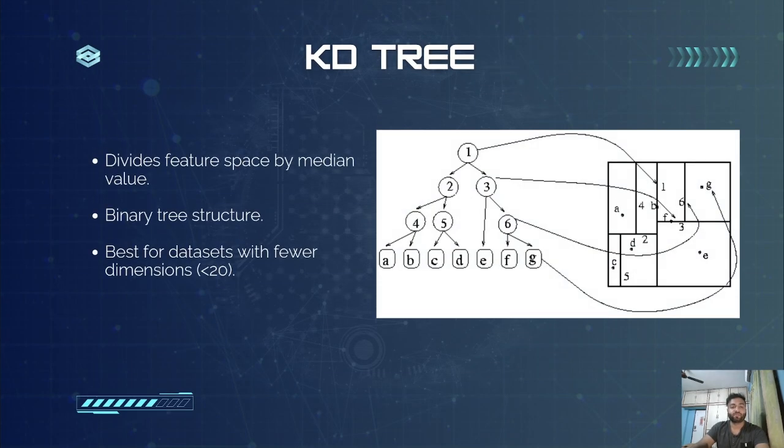A KD tree, short for k-dimensional tree, is a binary tree that recursively partitions the feature space into nested half spaces. At each node, the data is split based on the median value of a particular feature, alternating the feature at each level of the tree. When searching for neighbors, we can quickly eliminate large parts of the tree that cannot possibly contain the nearest neighbors, allowing for faster queries. KD trees work exceptionally well when the number of features is relatively low, typically under 20 or so. For low-dimensional data, KD trees are a fantastic way to make KNN lightning fast.